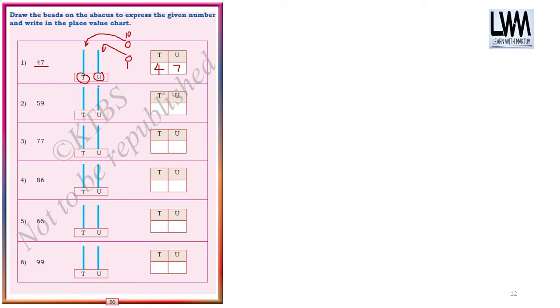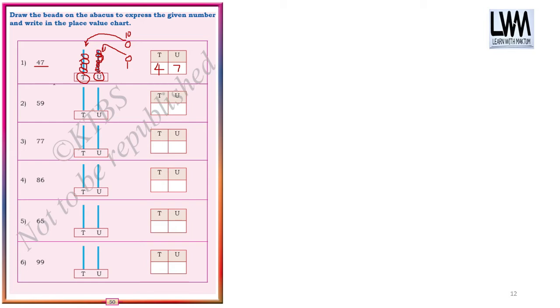Understood? So now how many beads should I place in tens? 4, right? 1, 2, 3, 4. Okay, so like this, what does it mean? 4 tens, right? 4 tens. Then how many units? 7. So draw 7 beads. 1, 2, 3, 4, 5, 6, 7. Okay, like that you draw neatly.